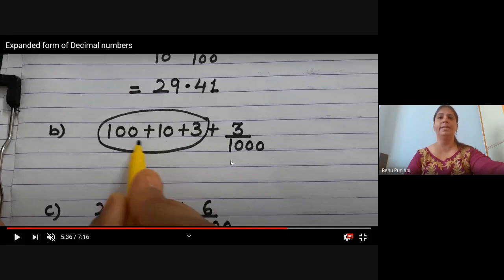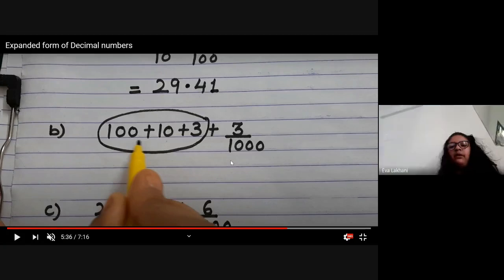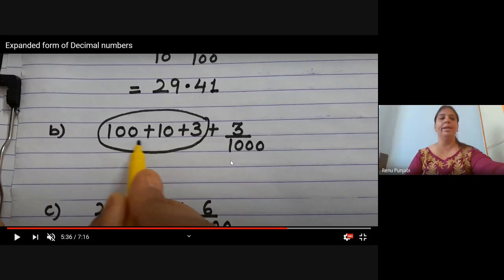Yes, very good. Can you please explain why after the decimal you have put 0, 0 and then 3? Ma'am, because 1000 is there. First comes tens, then 100, then 1000. Two places are missing here, so in those missing places we have to write 0.